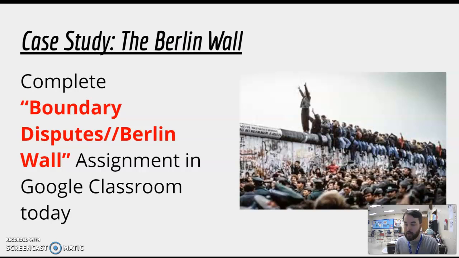So the case study we're going to look at today is the Berlin Wall. All right, you're going to complete an assignment that's titled Boundary Disputes, the Berlin Wall in Google Classroom, and I want you to be able to complete that today because we need to make up some time in Unit 4 to cover all the information that we need to so that you can be successful on your test.